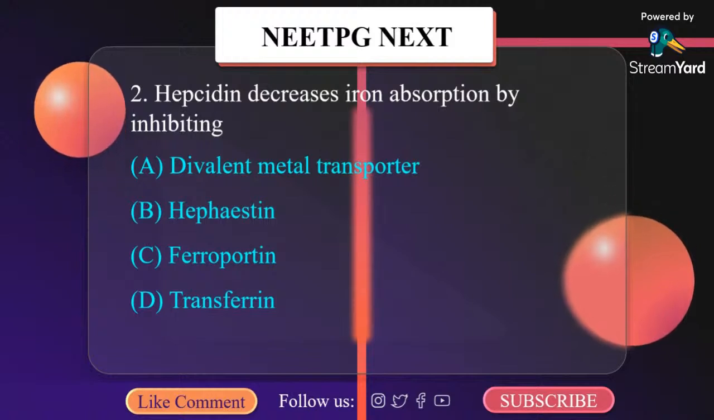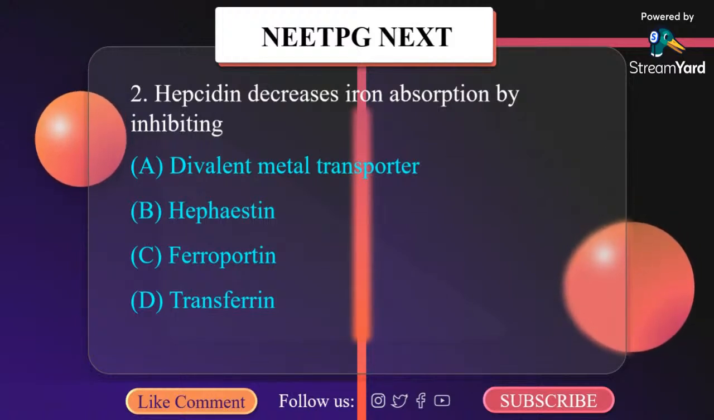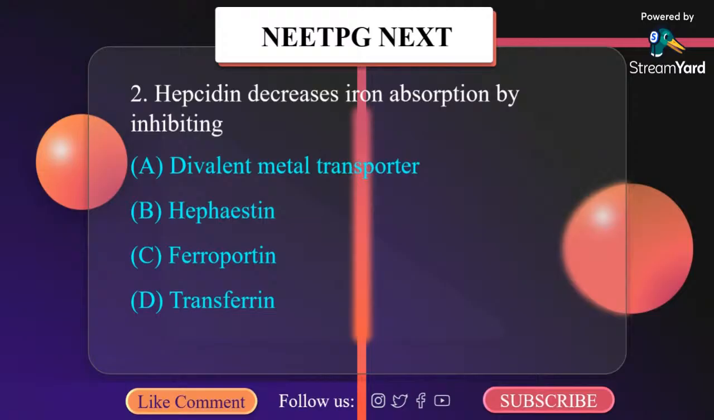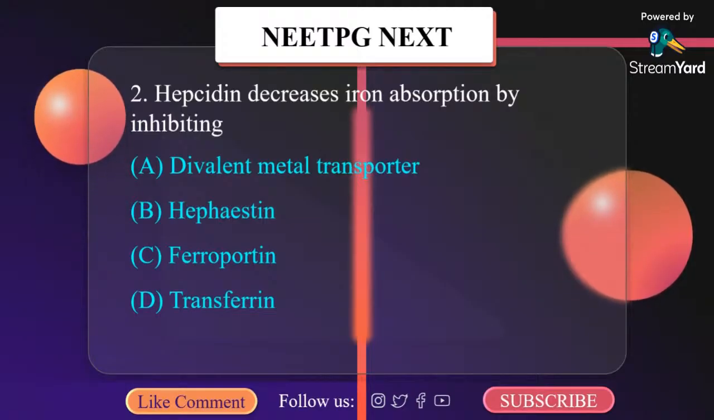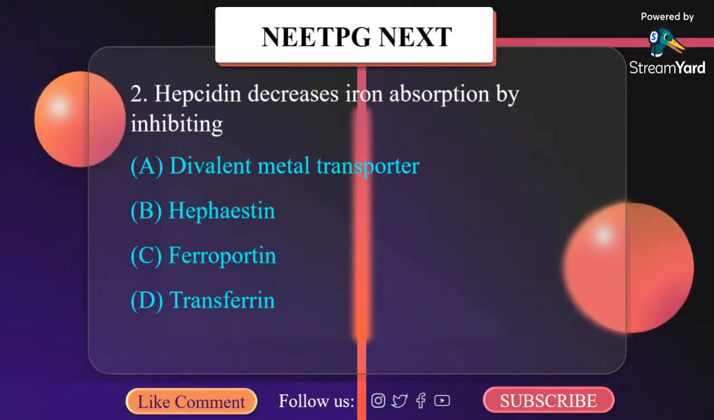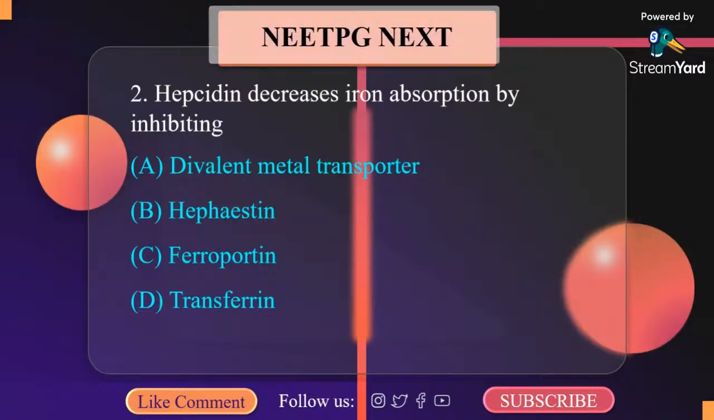The iron release from macrophage is also reduced by ferroportin inhibition. So increased hepcidin activity is responsible for reduced iron availability. Increased hepcidin will lead to anemia. So the correct answer here is C, ferroportin.